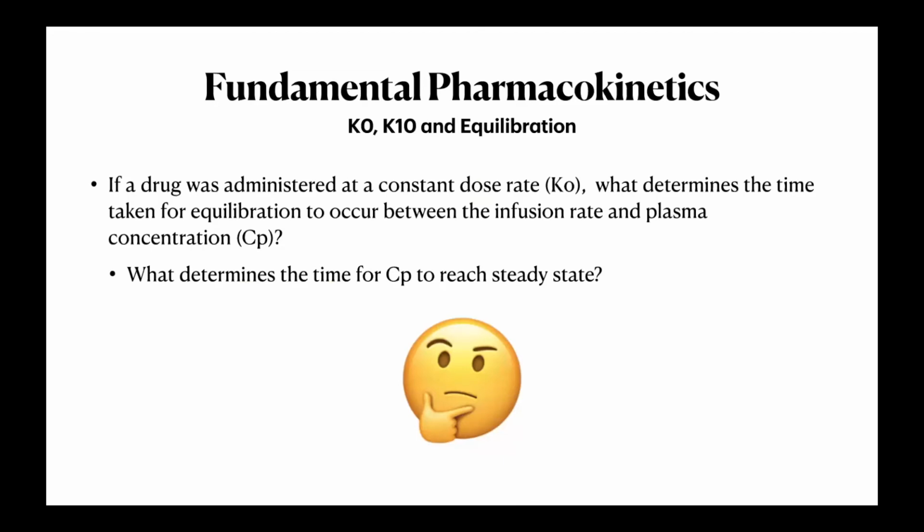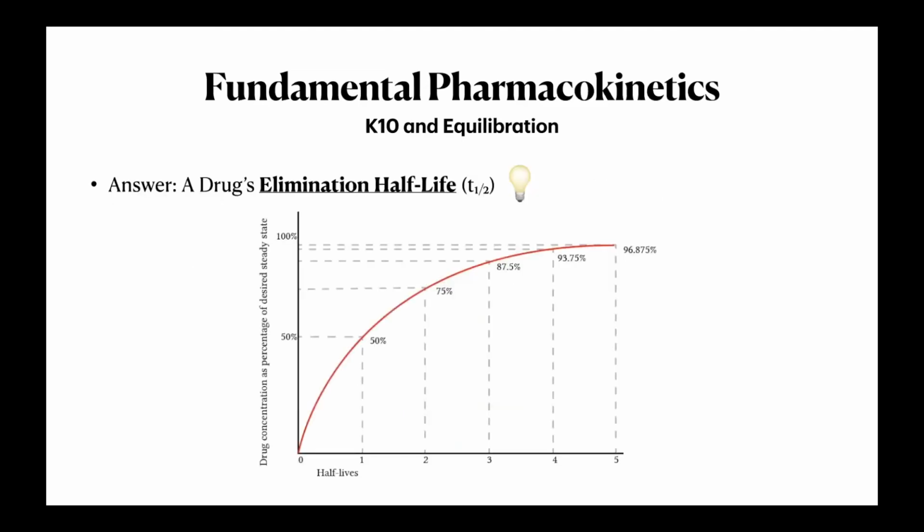The question that we're going to ask and answer is: if a drug was administered at a constant dose rate, represented as K0, what determines the time taken for equilibration to occur between the infusion rate and plasma concentration? In other words, what determines the time for plasma concentration to reach steady state? The answer is a drug's elimination half-life.